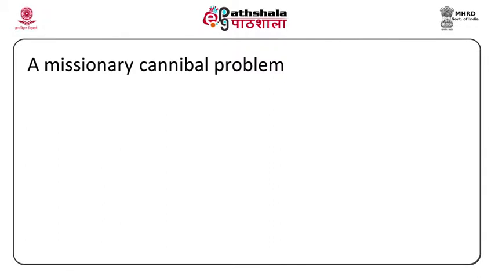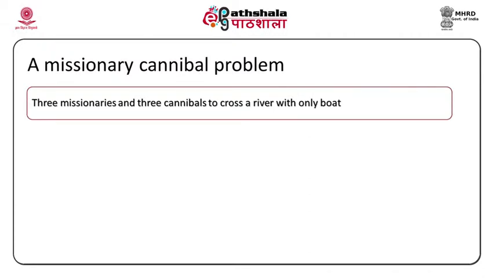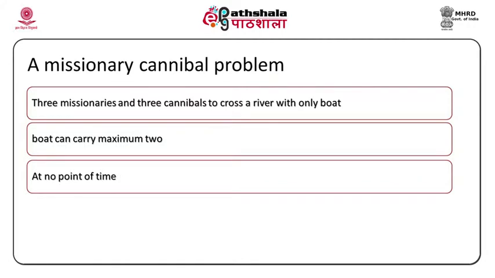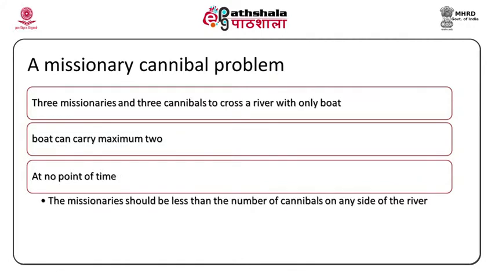We are going to look at a problem called the missionary cannibal problem. Here we have 3 missionaries and 3 cannibals on one side of a river, and there is only one boat available which can only carry 2 people across. Everybody can row the boat, so it is not a question of who can. The requirement is that at no point of time can you have more cannibals than missionaries on any bank of the river. Otherwise, they are going to eat the missionaries, and this is something we do not want. Now, this is the problem.